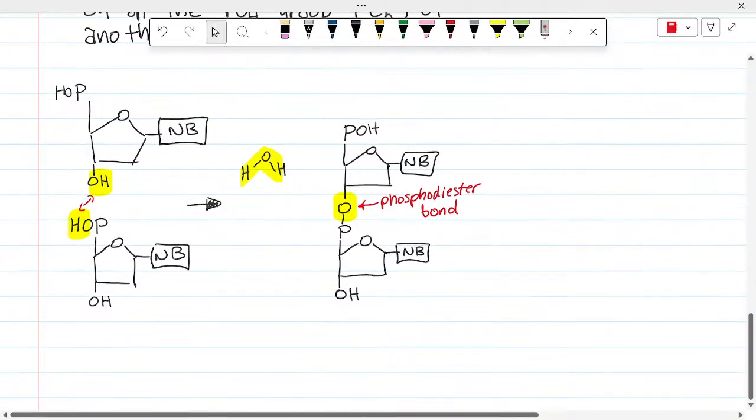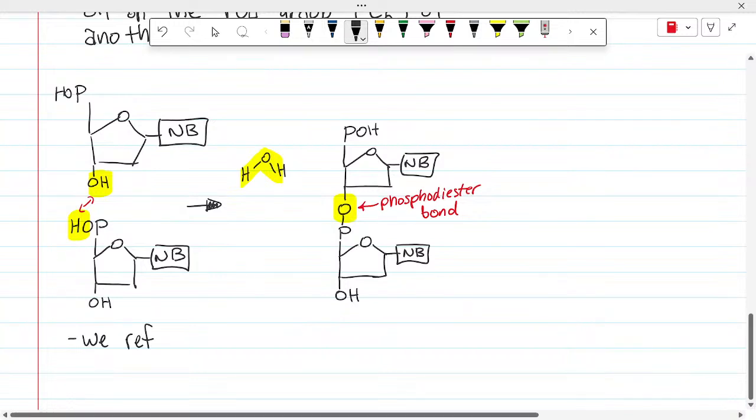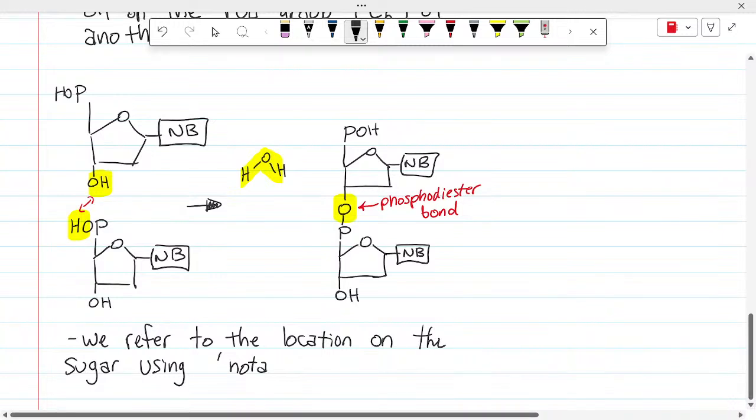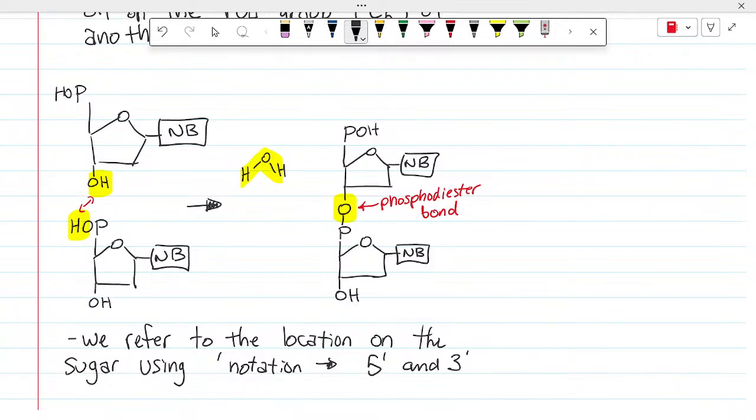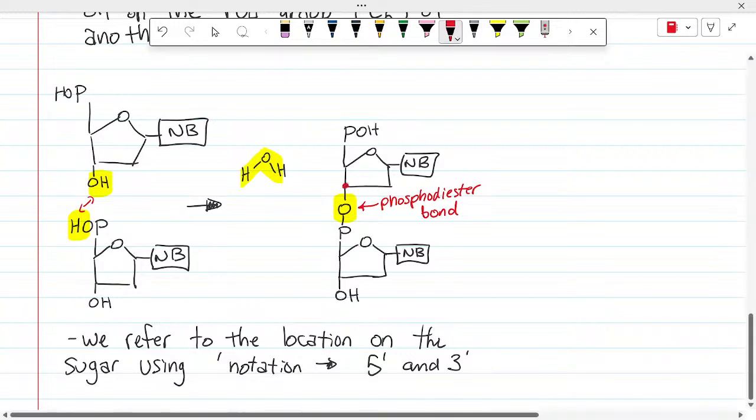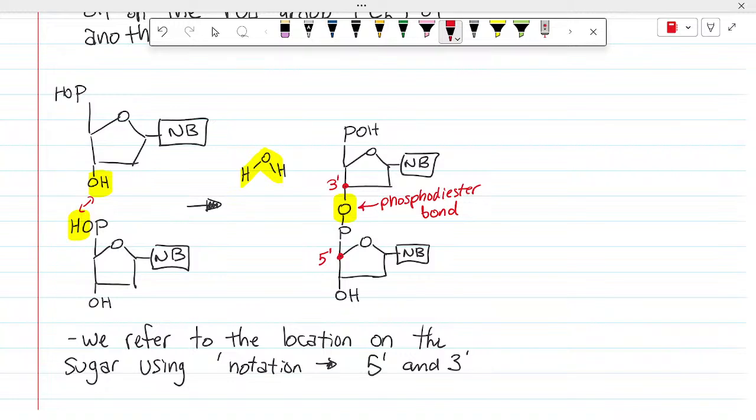Okay, now, we refer to the location on the sugar using this notation, prime notation. So for example, a bond, we would say like 5' and 3' instead of saying like on carbon 1 and on carbon 5 and on carbon 3. Does that make sense? So we say that this bond is between the 5' and the 3' of the two molecules, right? So if you look here, this carbon here is the 3', and this carbon here is the 5'. Do we see that? So it's a 5' to 3' phosphodiester bond.